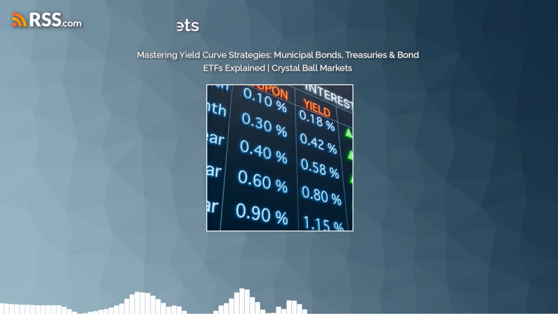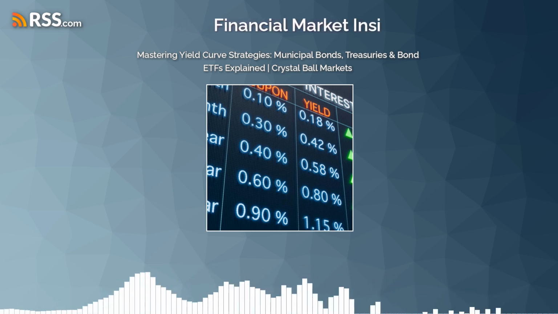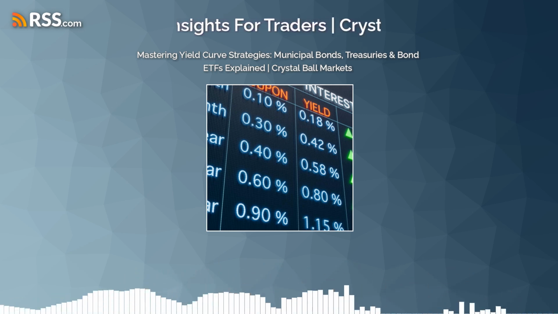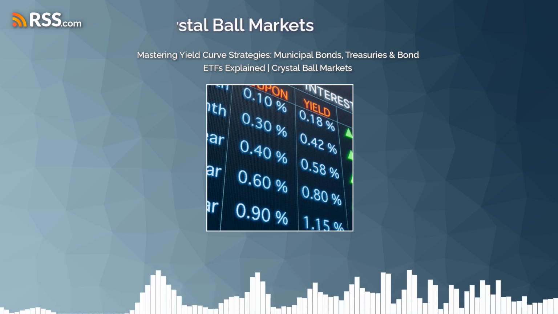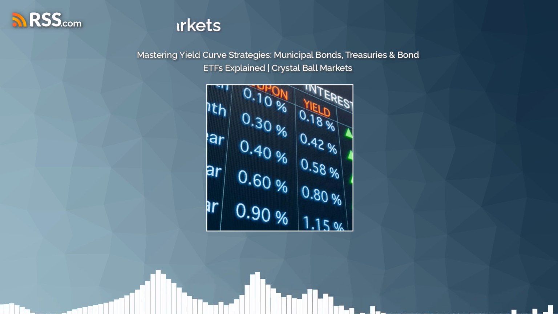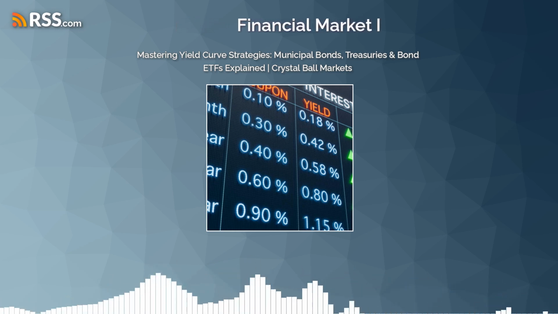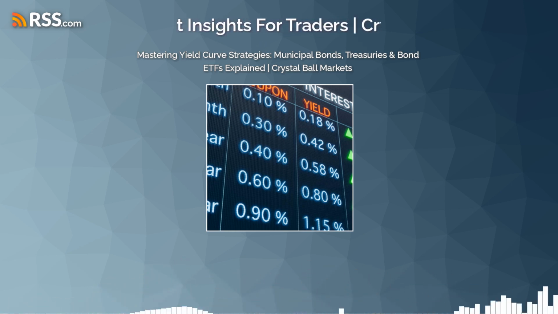The ladder strategy, probably my favorite for income investors. You spread maturities evenly, say every year for the next 10 years. As one bond matures, you roll it into a new long-term bond. Over time, your ladder keeps climbing. These strategies help you manage interest rate risk without having to predict the future, which is something nobody can do consistently.